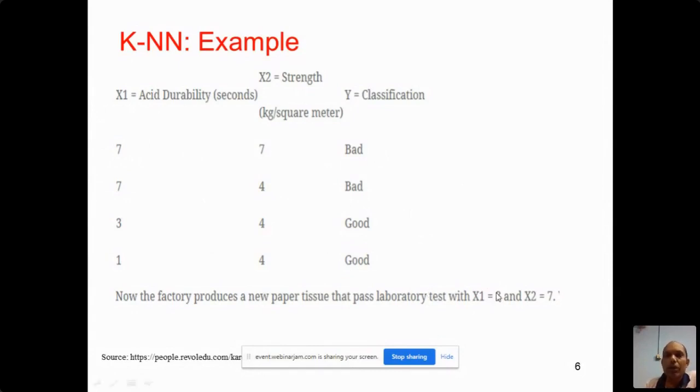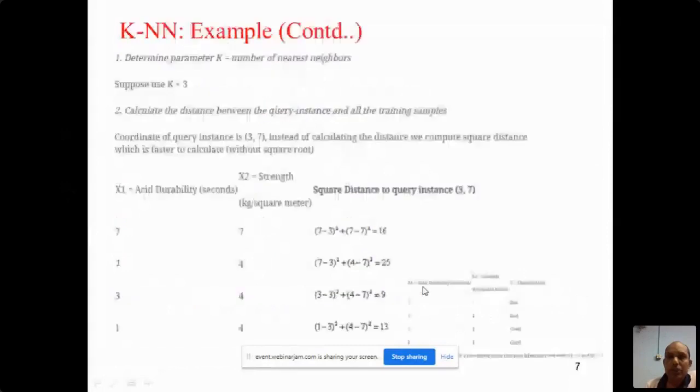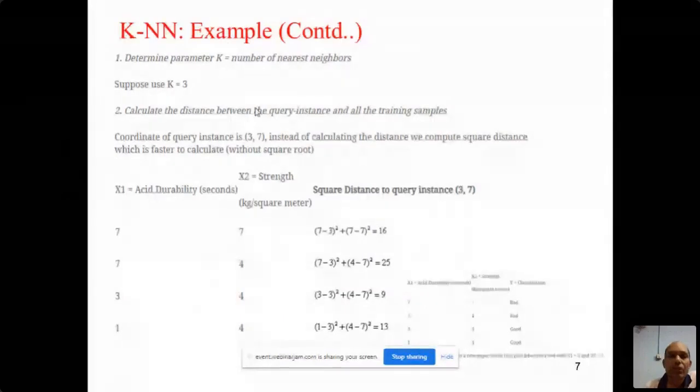Okay, so now the problem is that you have to classify the tissue paper which is built in that laboratory. The new data point value is X1 equal to 3 and the next feature is equal to 7. Based on this training data set, you have to classify this new data point. So let's discuss. In the first step, you have to decide the number of k. Here I am assuming k equal to 3.